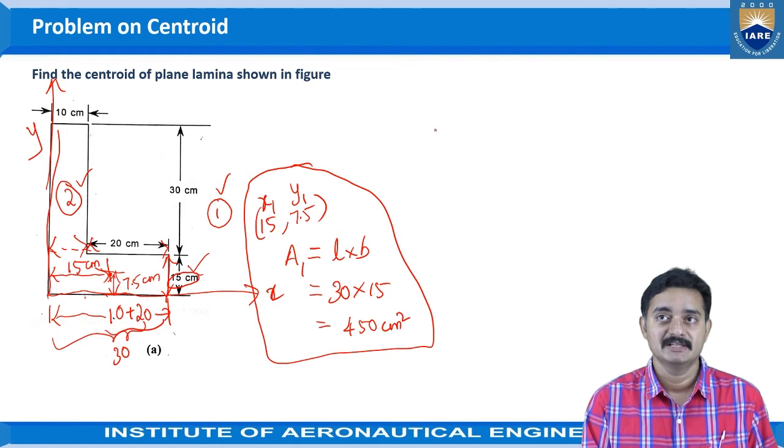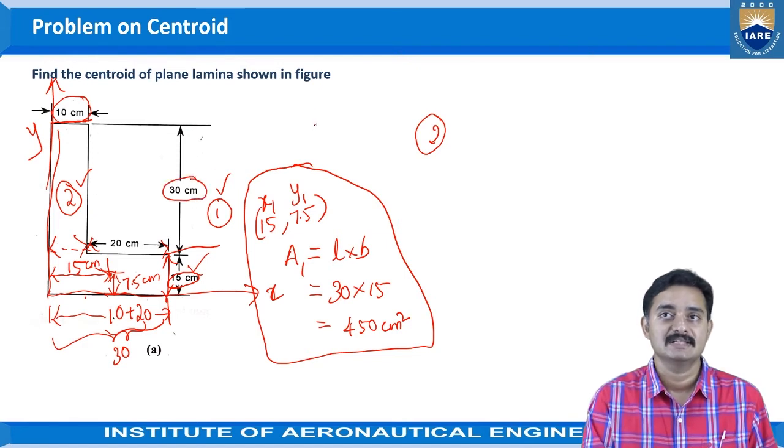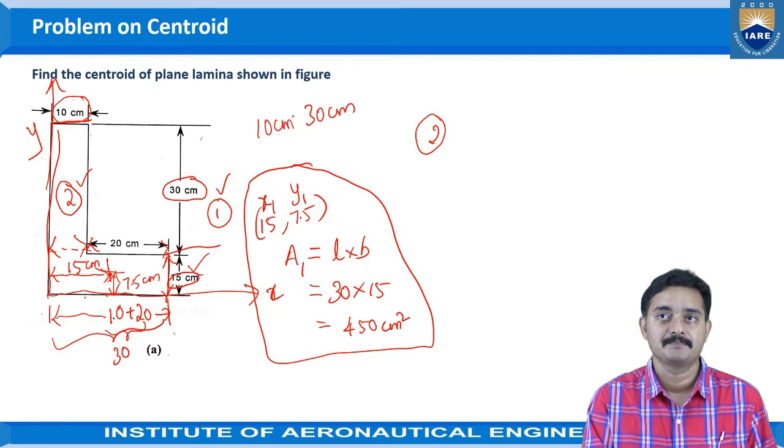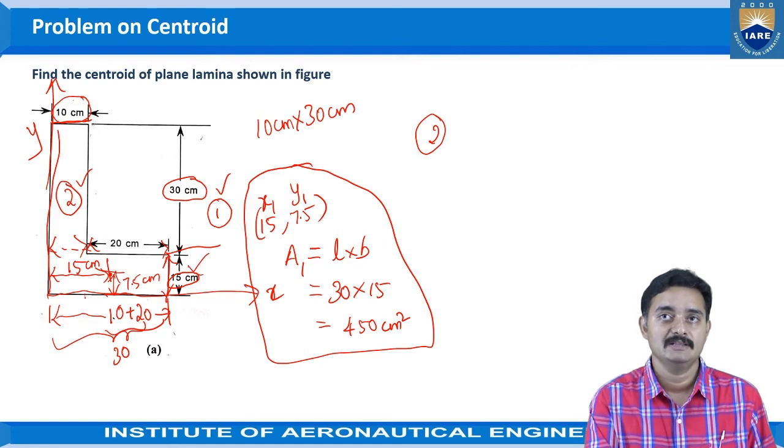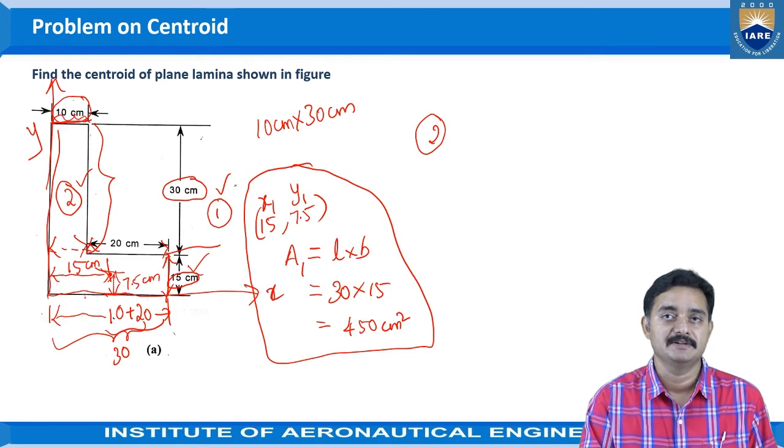Now we have to consider the second rectangle, where the size should be considered first. The length of this rectangle is given as 10 centimeters, whereas the height from the top is given as 30 centimeters. So the size is 10 by 30 centimeters. This length is given as 30 and this length is given as 10.